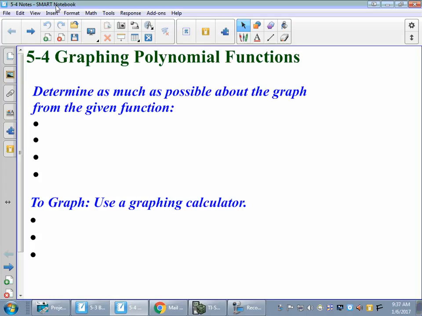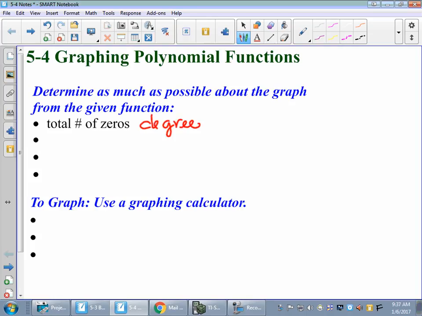So we're going to get as much information as we possibly can before we graph. So a couple of those things, total number of zeros. Remember, the total number of zeros is the degree. So if you have a degree 5 polynomial, there's going to be 5 total zeros. That's real and imaginary. The y-intercept, that is, when you plug 0 in for x, it ends up being your constant value in the function.